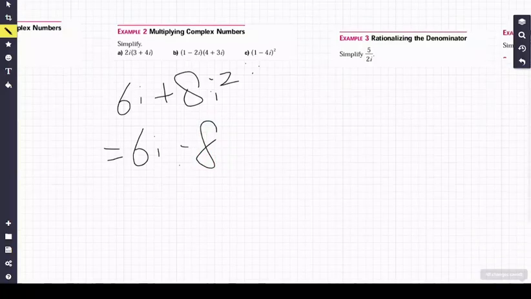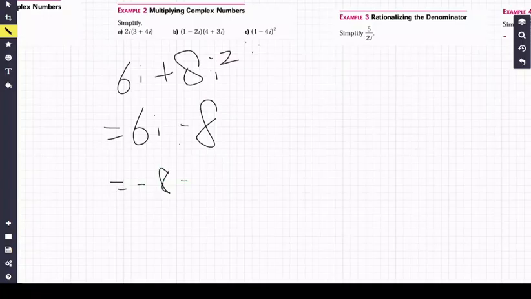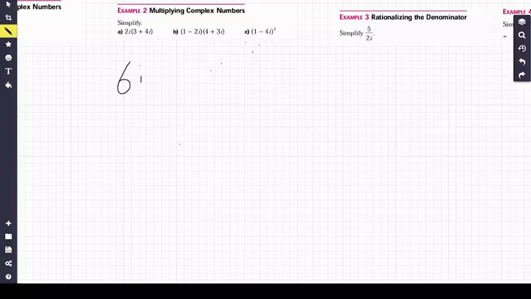So usually, your teacher wants you to write -8 plus 6I, just because they like the real part to be at the front and the imaginary part to be second. And then you would do this FOIL thing again. You would FOIL it just like you would do to a normal variable.